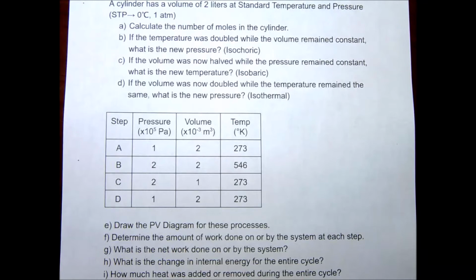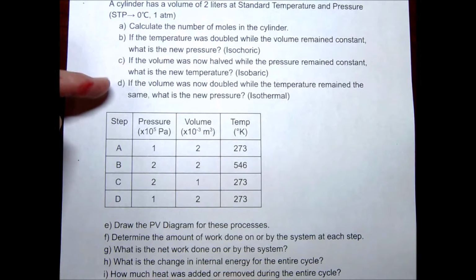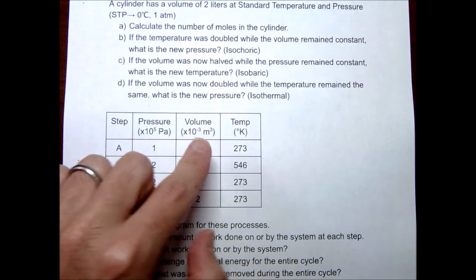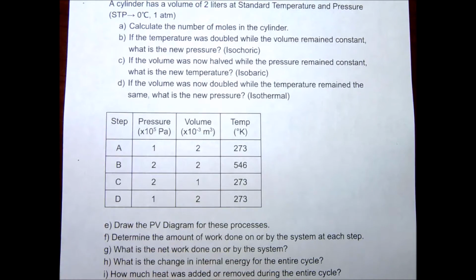Today I'm going to continue a problem that I did earlier. So if you have not yet watched part 1 of this video, why don't you go ahead and do that now. What I have done is summarize the conclusions that we came to. If you recall, we went through four different steps, A, B, C, and D, and I asked you to find the pressure, the volume, and the temperature at each of those steps. So here's a summary of those.